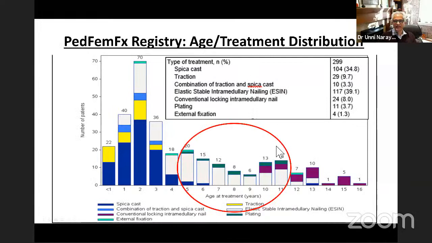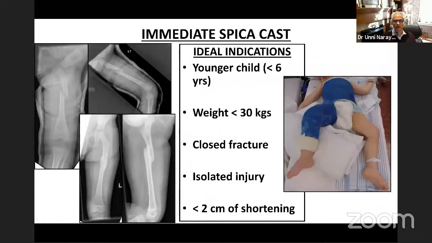Just to give you a sense of how these fractures are being treated: under 5, the bulk of them are being treated by immediate spica casts, with elastic nails being done in some of the younger children. But between 5 and 11, the parts of the bars in gray represent elastic intramedullary nailing, and that is about 40% of the treatment across all ages. That's where we really should be focusing on.